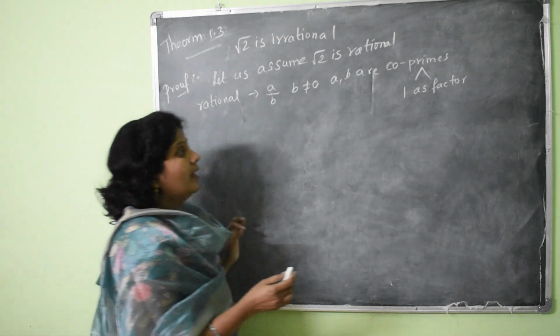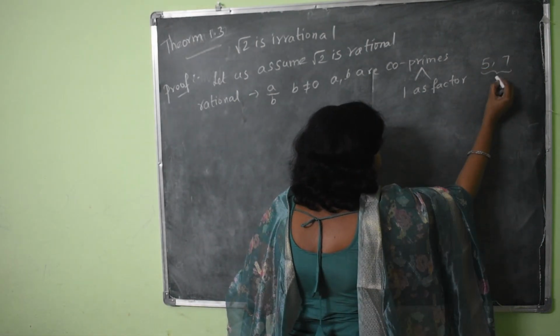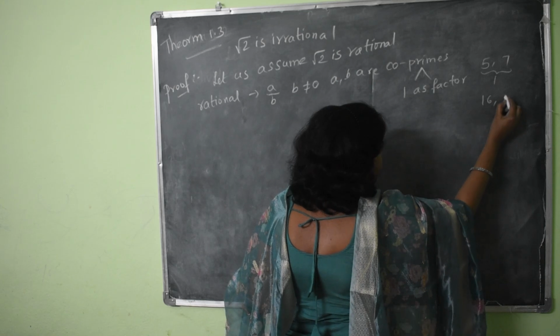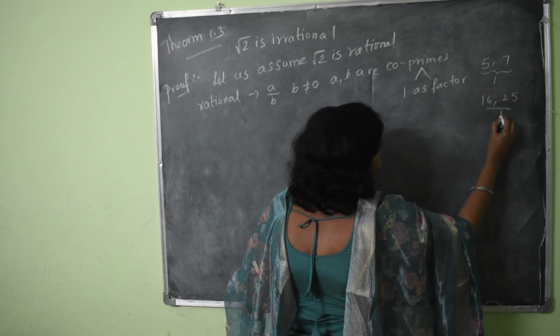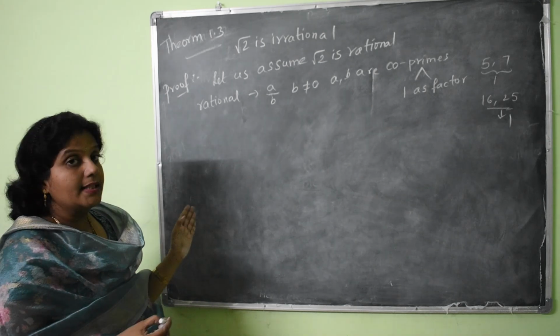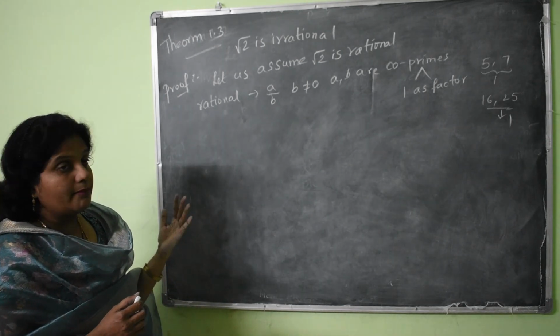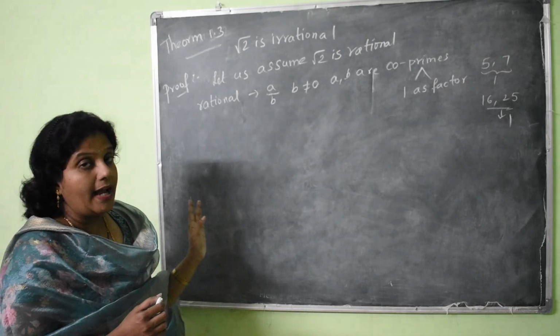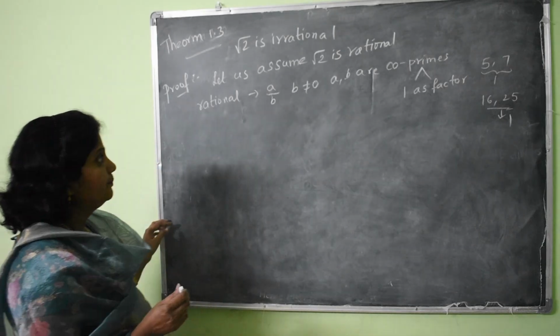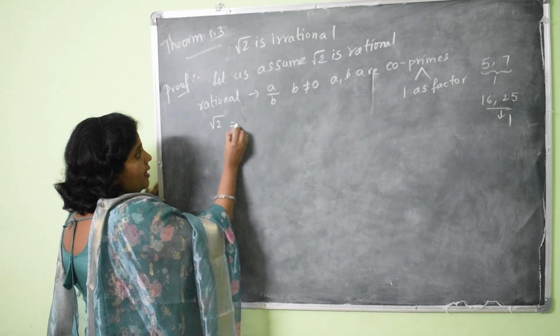So let us take 5 and 7. Both have only 1 as a factor in common. Otherwise 16 and 25, both will have only 1 as the common factor. So that is the meaning of co-prime. Two numbers that have only 1 as a common factor. The numbers can be prime or composite, but their common factor should be 1. Okay. Next, we are assuming root 2 as rational.